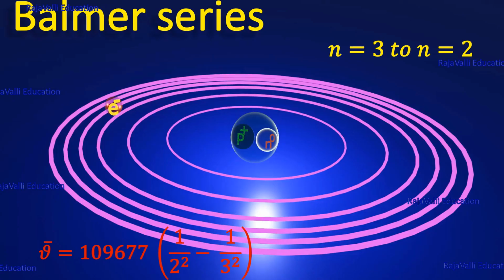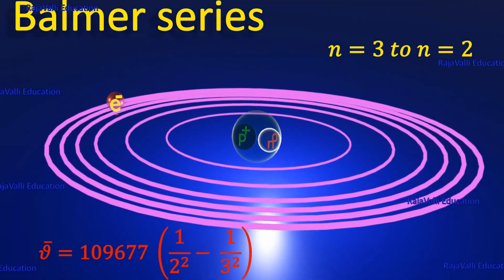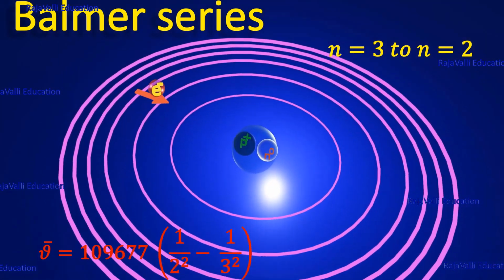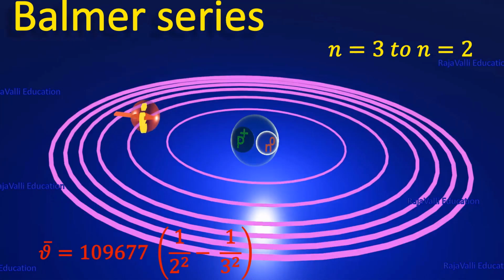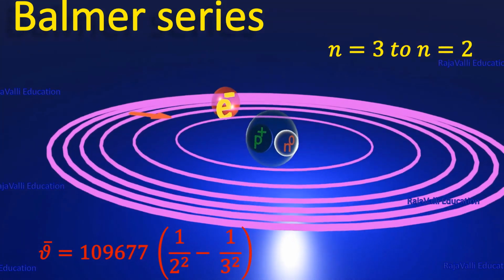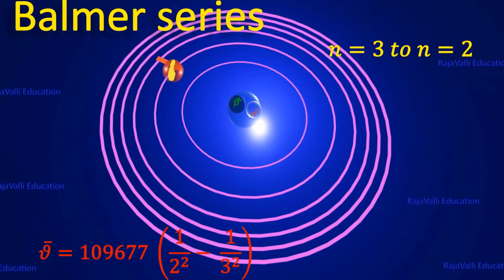Here you can see how the electron is jumping from n equal to 3 to n equal to 2. During this emission, it emits red color radiation. This wave number is equal to 109677 into 1 by 2 square minus 1 by 3 square.